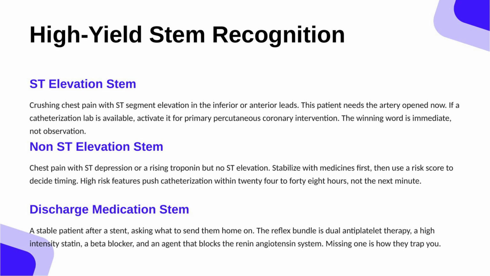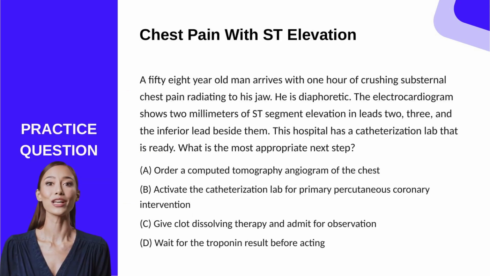Third, the discharge medication stem. A stable patient after a stent, asking what to send them home on. The reflex bundle is dual antiplatelet therapy, a high-intensity statin, a beta blocker, and an agent that blocks the renin-angiotensin system. Leaving one of those out is exactly how the examiners trap you. Here is our first practice question.